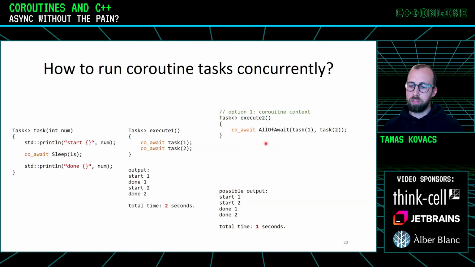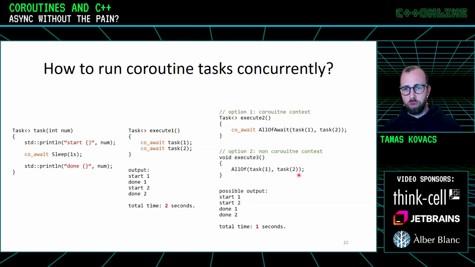But what if you are not in a coroutine context? What else can you do? Then you can use all of. The same idea also works outside of coroutines. All of starts the tasks concurrently and waits until they complete. But in that case, this is going to be a thread blocking wait. But anyway, if you decide and you have to do it like this, you can make it work outside of coroutines also.